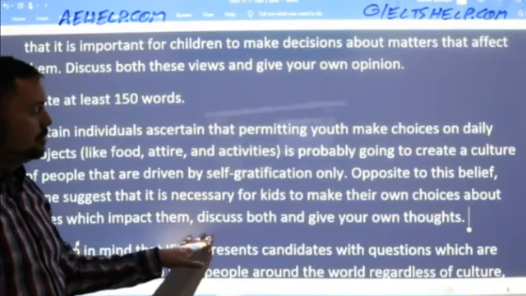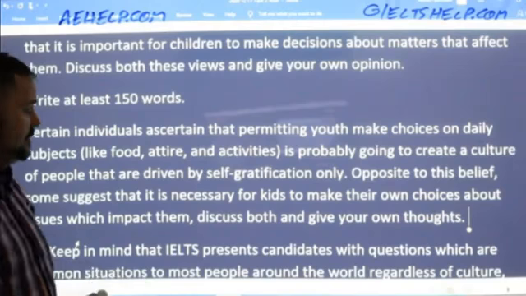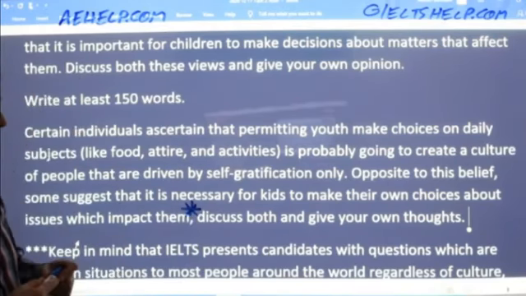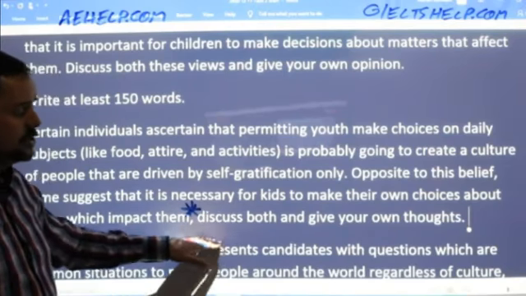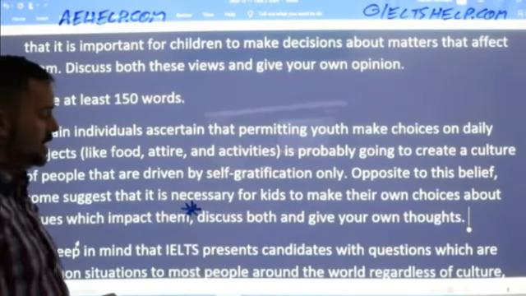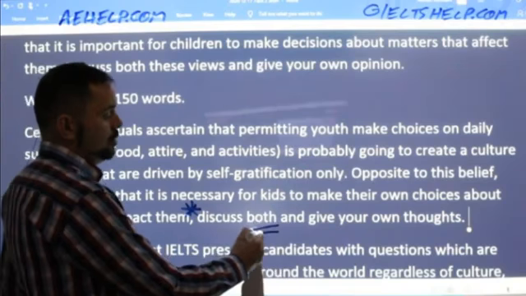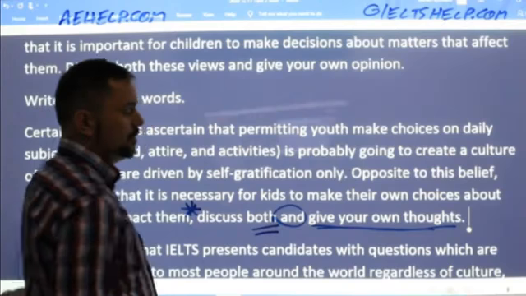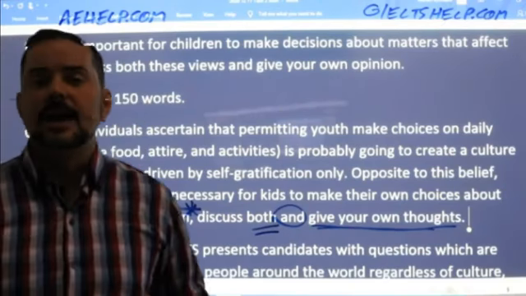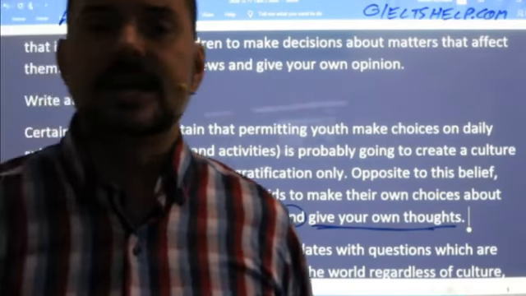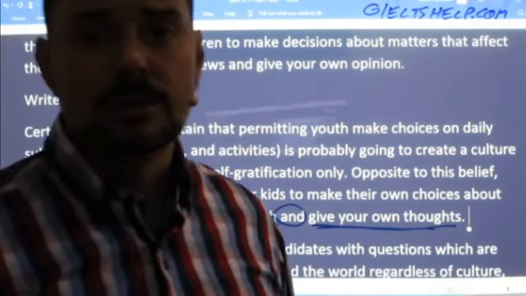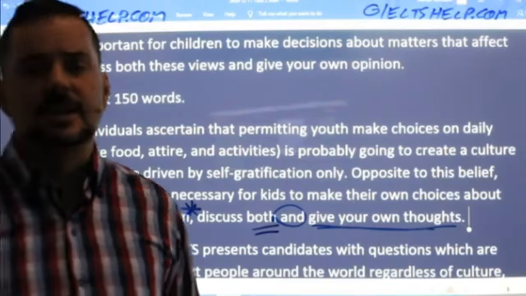Now, this is very important. So here, because of this part, you know, people are always asking me, what do I need to include in my essay? Well, the question always tells you what you need to include in your essay. So here, you have to discuss both and you have to give your own thoughts, okay? So there's kind of three elements to this essay. One element is the side that you don't support. One element is the side that you support.